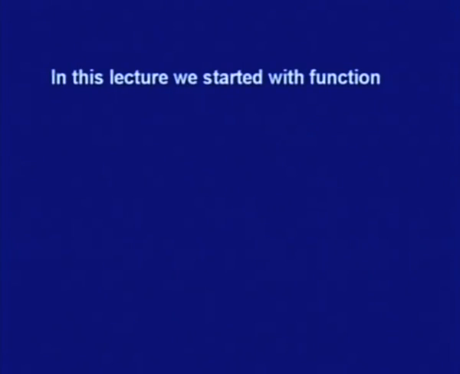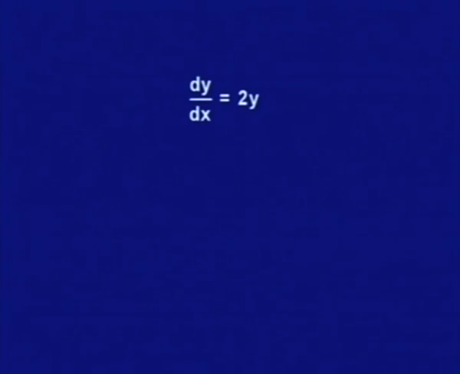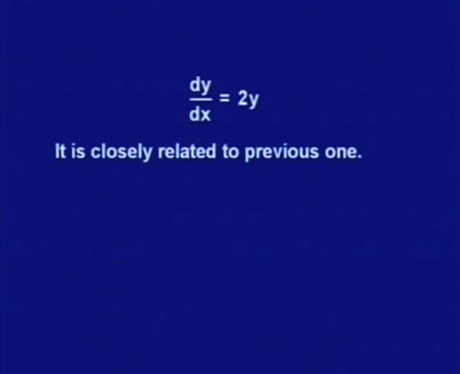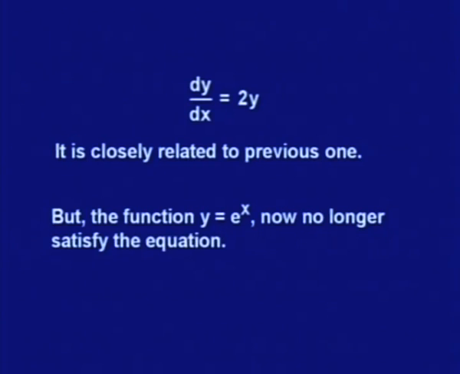Now, we started this lecture with the exponential function, and we had seen that it satisfies the equation dy over dx is equal to y. Now, let us take another differential equation, dy over dx is equal to 2y. This is closely related to the previous one. The only difference is a constant 2 at the y. But now, e to the power x does not satisfy this equation anymore. Now, how do we find out which function will satisfy this equation?